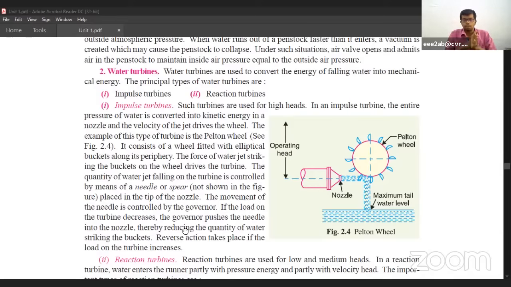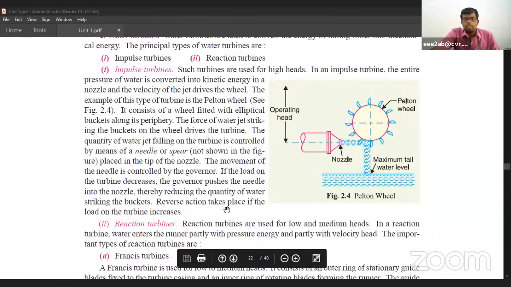The alternator is coupled to the turbine, no? So there is no use when the efficiency drops very low. By that time they will simply stop the turbine. They will go for other base loads, for example thermal loads and nuclear loads. The reverse action takes place if the load on the turbine increases.